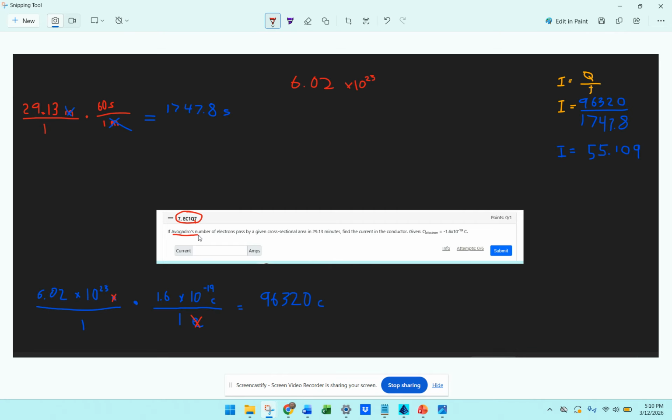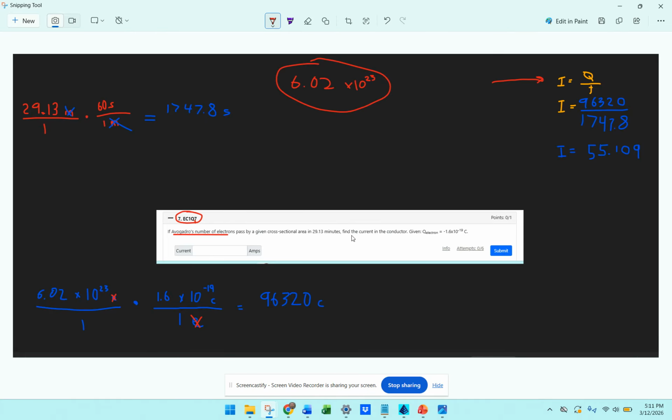It says, assuming Avogadro's number of electrons pass a given cross-sectional area in 29 minutes. Well, the first thing you know, this is just a number, and I've got it right here, 6.02 times 10 to the 23rd. So it says if that many electrons pass an area in 29 minutes, find the current in the conductor. Well, our equation for current that we would use is up here. Current is equal to Q over T, charge over T. And we've got to do some conversions before we're ready to run this.